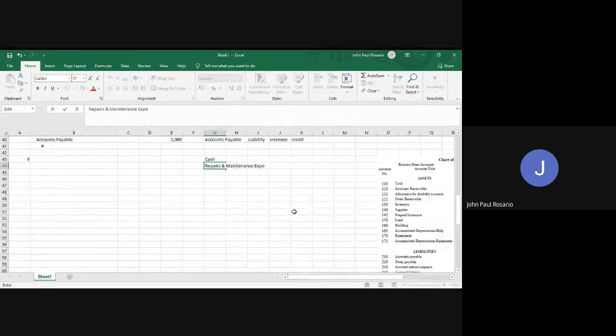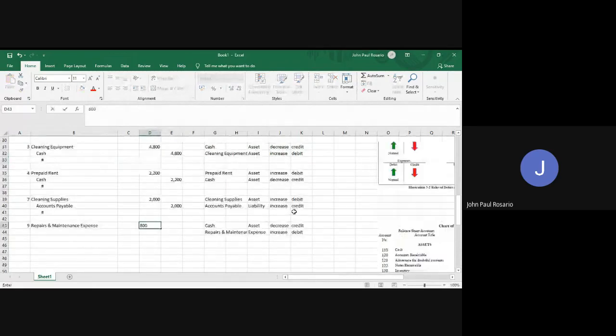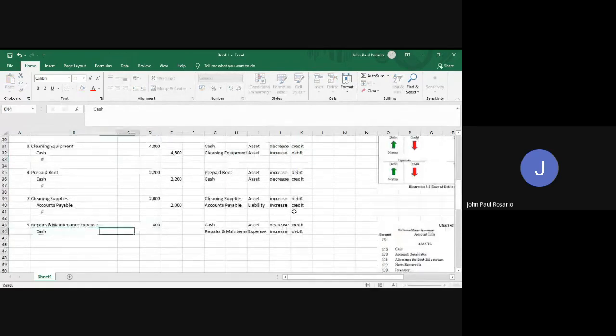Like cash, which is an asset, did it increase or decrease, since you paid? Decrease, so credit. And this repairs and maintenance expense, did your expense increase? Yes, your expenses increased. So increase in expense is debit. So we debit repairs and maintenance expense for how much? 800 pesos. And then we credit cash, 800 pesos. Explanation: to record the payment for repairs and maintenance.